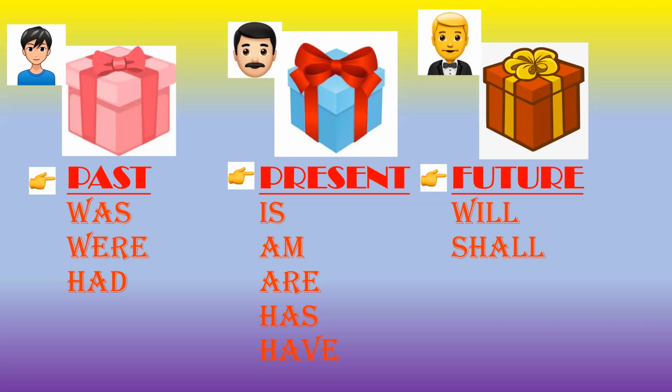You can take a screenshot of this. Remember this. These are the helping verbs used in the tenses. You can treat them as the gifts of the tenses. Past tense will always have was, were, and had. Present will have is, am, are, has, have. And whenever we are using future tense, we will always include will or shall in it.